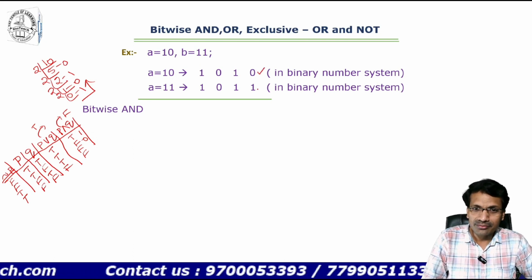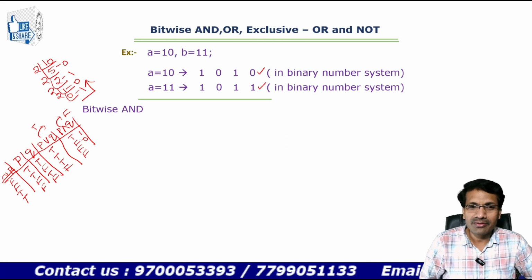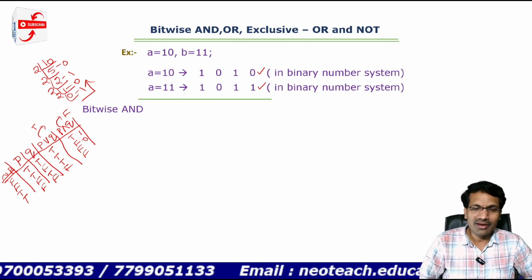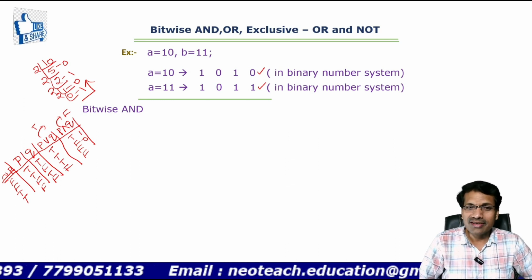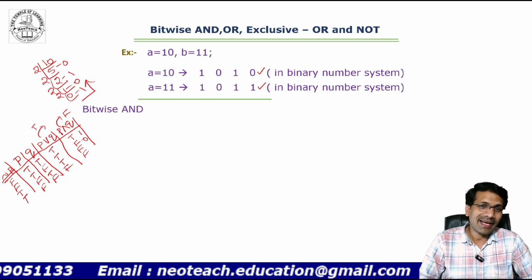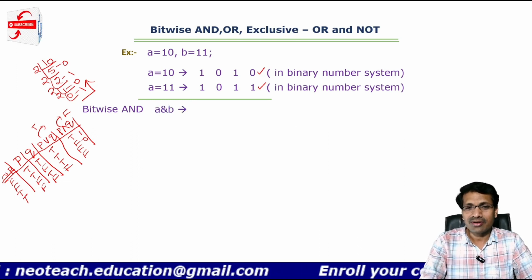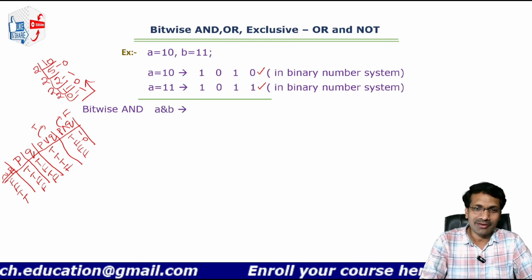By this example, see here, in the first one there is 0 and 1. So we are going to perform the AND operation. 0 means false, 1 means true. So that means false and true. In the AND operation, if any one is false, we will get false. So that's what the AND operation we will do here.